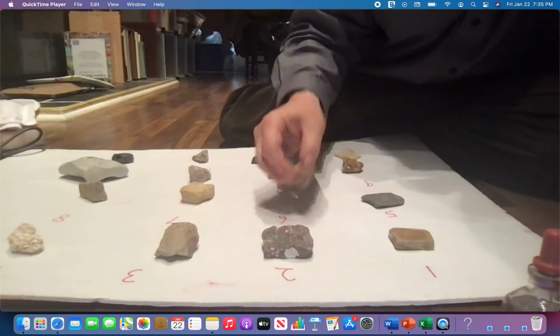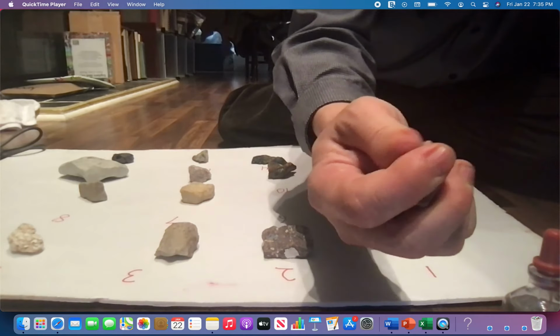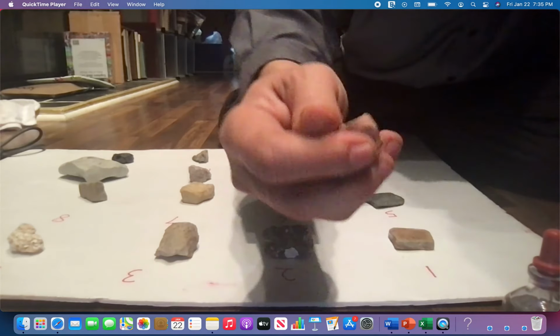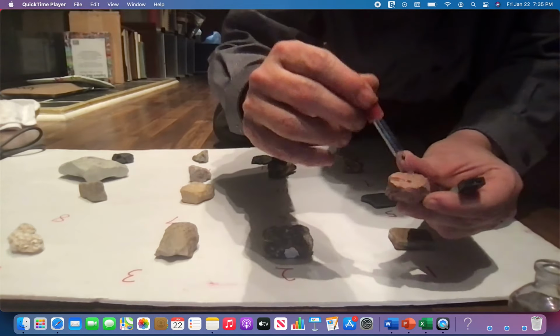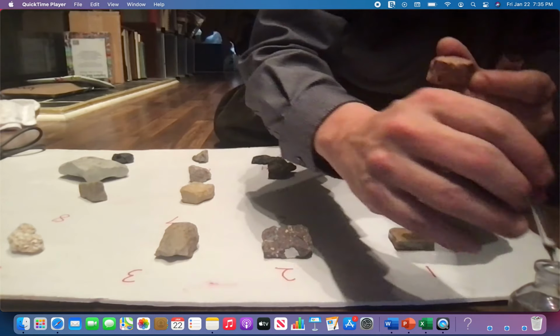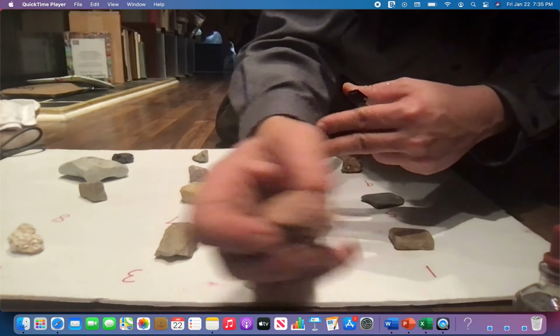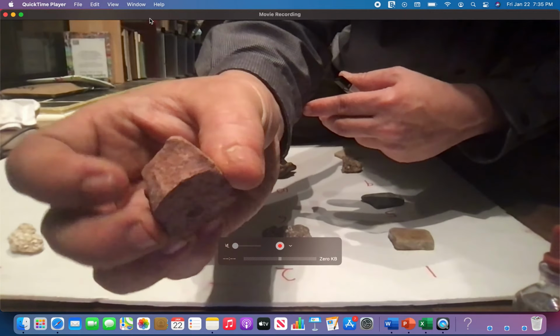Sample number 6. It has a gritty feel to it. The particles are smaller than sand in rock number 6. They're smaller than sand. It has a gritty feel to it. When I put acid on it, there is no chemical reaction. For sample number 6, no chemical reaction.